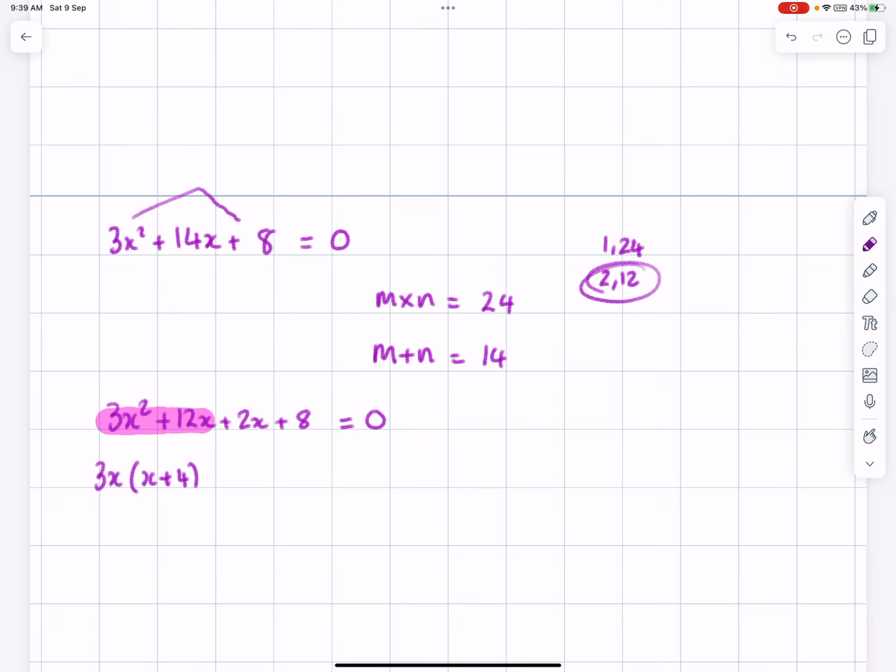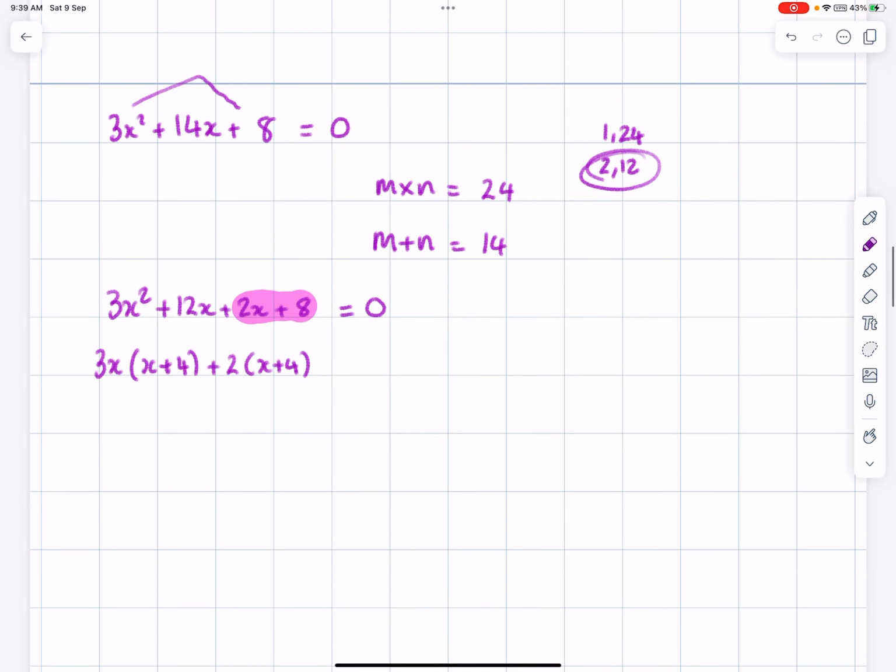Once I've done that, I can then look at the second two terms and say what goes into 2x and 8. If I take 2 out as a factor, that leaves me x plus 4. Equals 0 only because we're solving the quadratic here. But now I've done my factorizing. The answer's staring us in the face. I've got 3x plus 2 in one of my brackets, and I've got x plus 4 in the other bracket. We always have to have the same thing there and there, but I'll show you with another example for that.